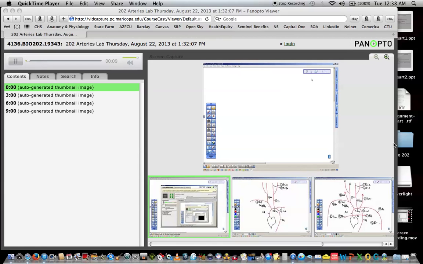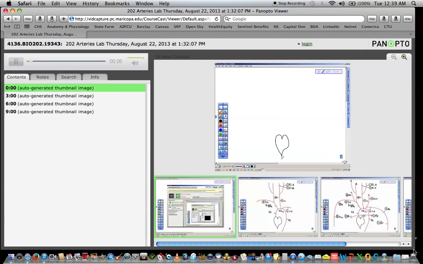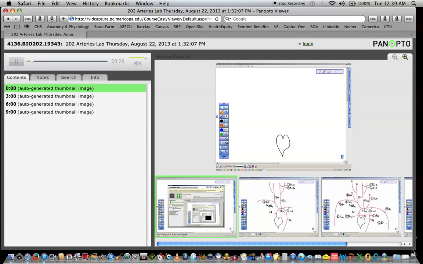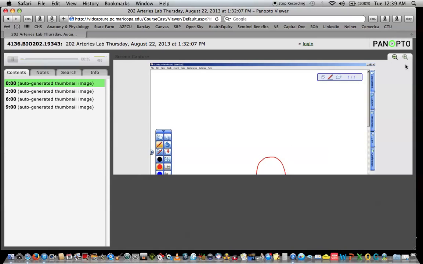Okay, so let's look at the arteries of the upper extremity. Start down here, and we'll have our heart. Okay, we've got a vessel that comes out of the heart, ascends upward, loops around, and heads down.